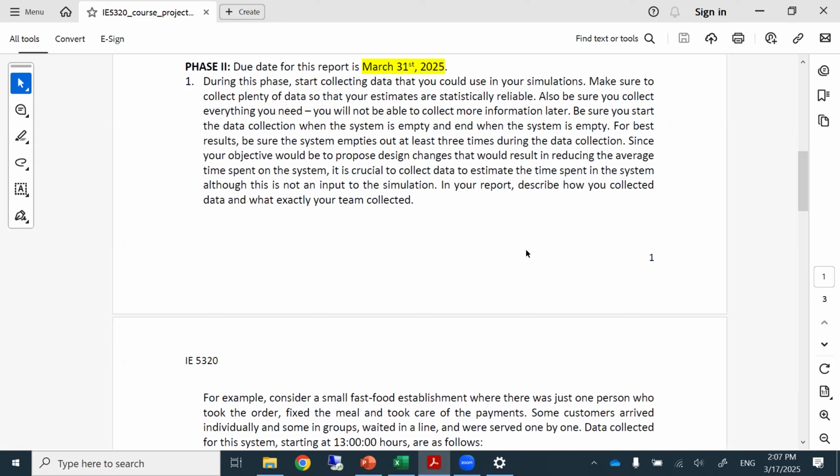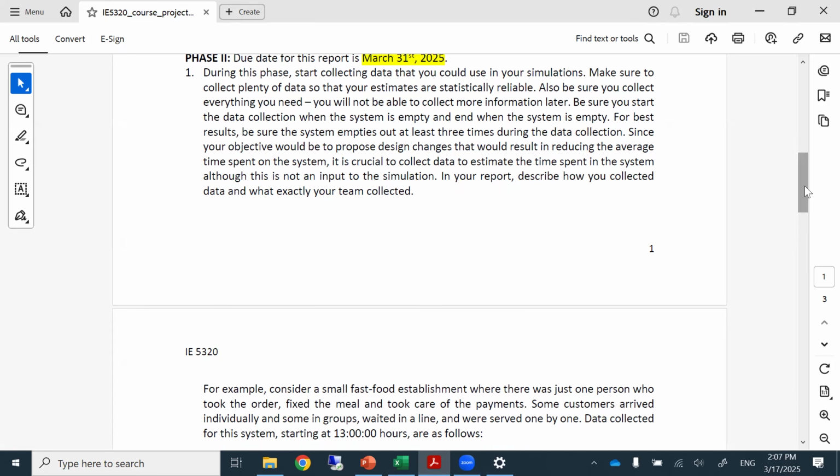Okay, so what you're going to be doing for phase two is to collect data from the system that you are going to be studying for your project. What type of data? That's what we're going to talk about today. In order for you to be able to input the probability models that you need for your model, you need to gather that data from the actual system. So you're going to collect plenty of data so that your estimates are statistically reliable.